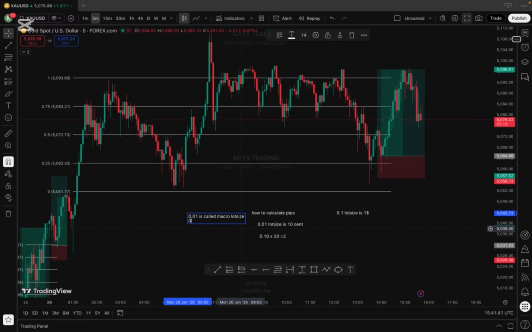0.1 is called mini lots, like in that book I sent to you. All these things are in there. I don't know if you are reading it though.